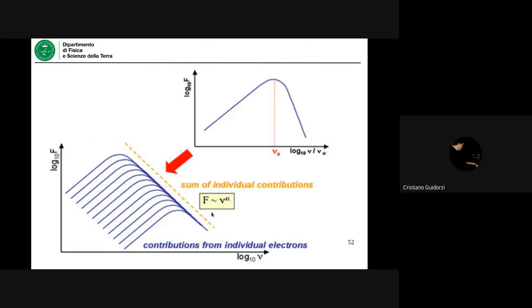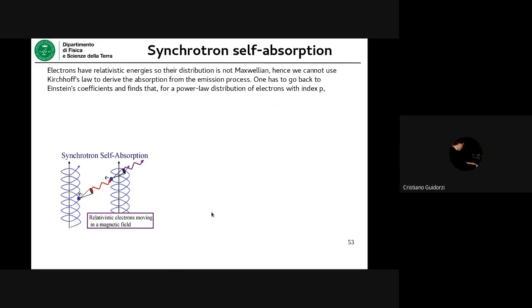And so far we talked about the emission processes. What about the absorption? Well, for the very same reason that I told you repeatedly, once you consider a process which is capable of emitting radiation, the same process can also work the other way around, so in absorbing. Here it's called synchrotron self-absorption. What does this mean? Well, for example, look at this drawing here.